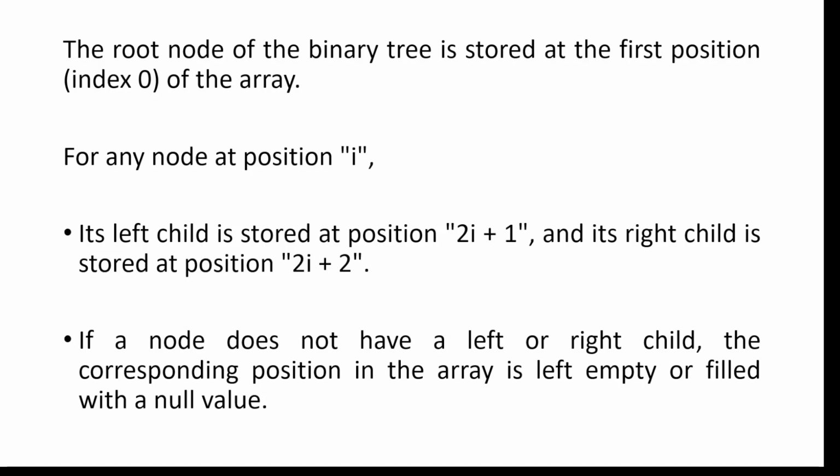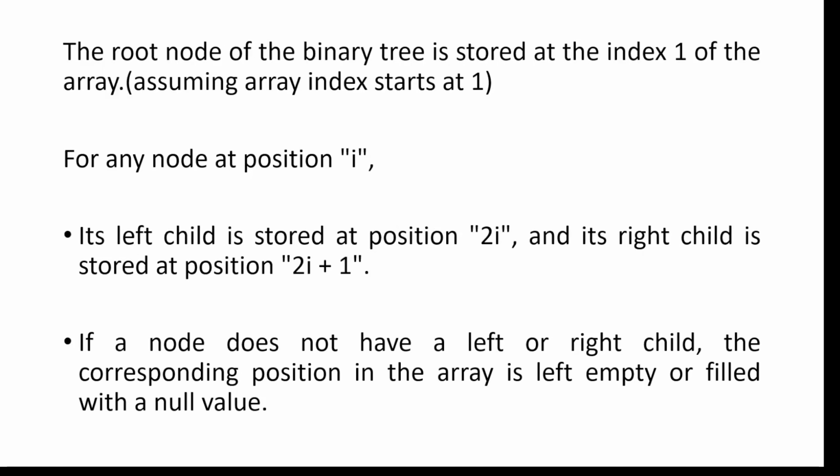So, if the root node of the binary tree is stored at the first position, that is index 0 of the array, then for any node at position i, its left child is stored at position 2i plus 1 and its right child is stored at position 2i plus 2. If a node does not have a left or right child, the corresponding position in the array is left empty or filled with a null value.